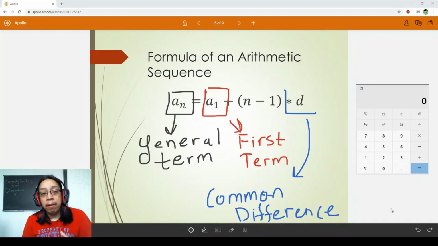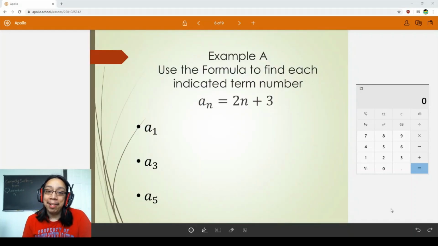But for now, let's look at a very basic arithmetic sequence and a formula that fits it, because it looks way prettier than what we have on the screen right now. So for example, let's say they gave us something like this. Use the formula to find each indicated term number. So look how nice and simple the formula actually looks. It doesn't have all the pieces that we had in the previous slide because mathematically, it's already been worked out and simplified for you.